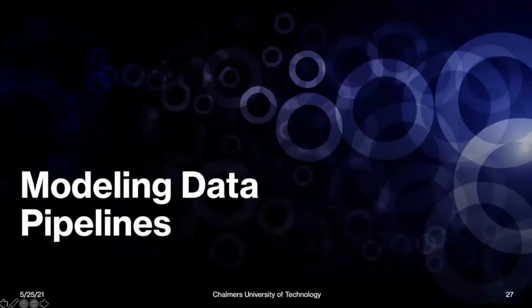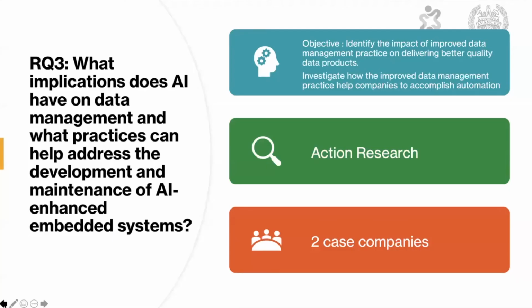Moving on to the third part of my research, which is modeling data pipelines, it's related to the third research question, that is, what implications does AI have on data management and what practices can help address the development and maintenance of AI-enhanced embedded systems? Our objective here was to identify the impact of improved data management practice on delivering better quality data products. We also investigated how the improved data management practice helped companies to accomplish automation.